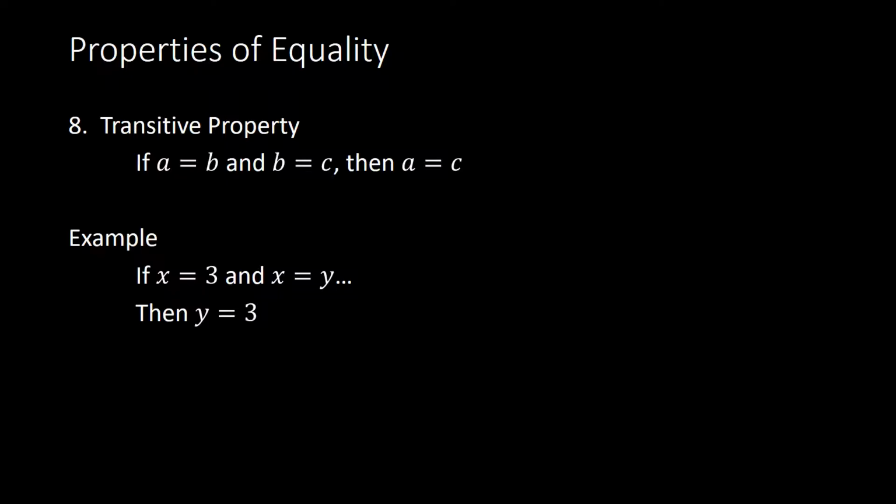And notice for this one, maybe a way to remember, transitive looks kind of like the word train. When you think of a train, you have the different cabooses that are connected to each other, and that's kind of what we have here. We have A connected to B, B is connected to C, so A and C are going to be connected as well. They're going to be equal. And that's the idea behind the transitive property.